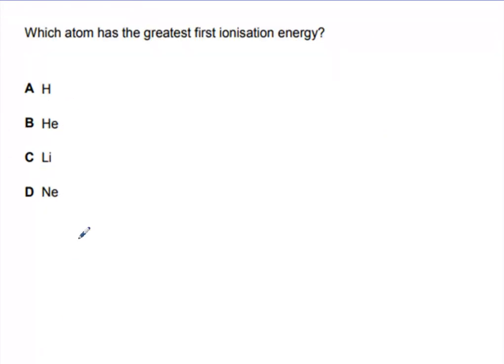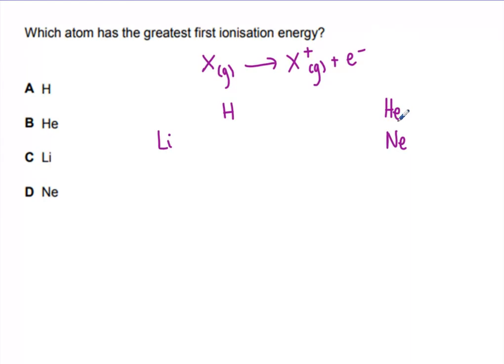Our next question looks at ionization energy, and ionization energy relates to the amount of energy to remove 1 mole of electrons from 1 mole of atoms in the gaseous state. So we're looking at this process. We need to think about position in the periodic table. So we've got hydrogen floating in the middle, and then we have got lithium at the top of group 1, and we have got neon at the other end of that period and helium up here just above neon.